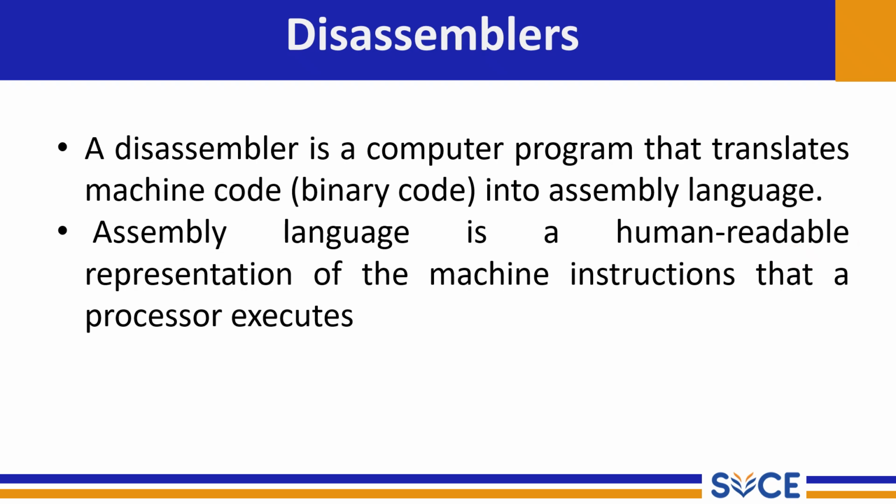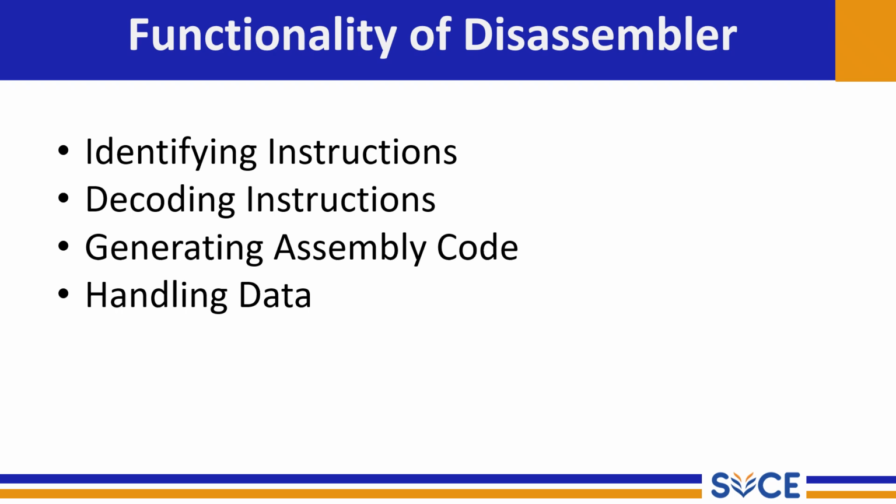Okay, so next topic, that is the functionality of the disassembler, right? The primary function of a disassembler is to take a binary file as an input and output the corresponding assembly code. So this process involves the first one, identifying the instruction, second one, decoding the instruction, third one, generating the assembly code, and fourth one, that is handling the data.